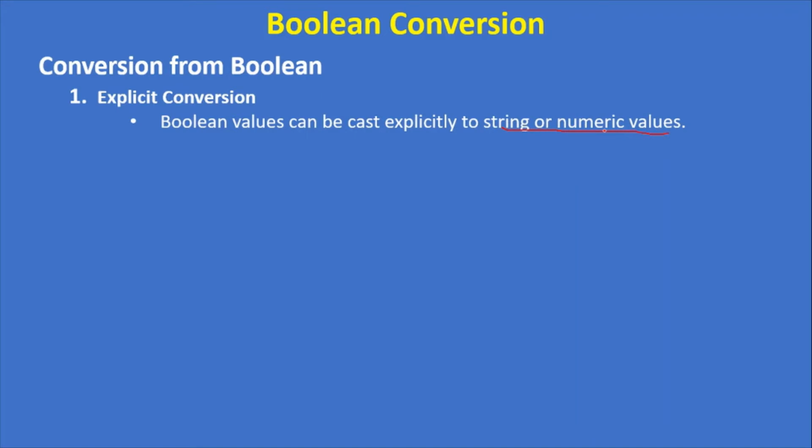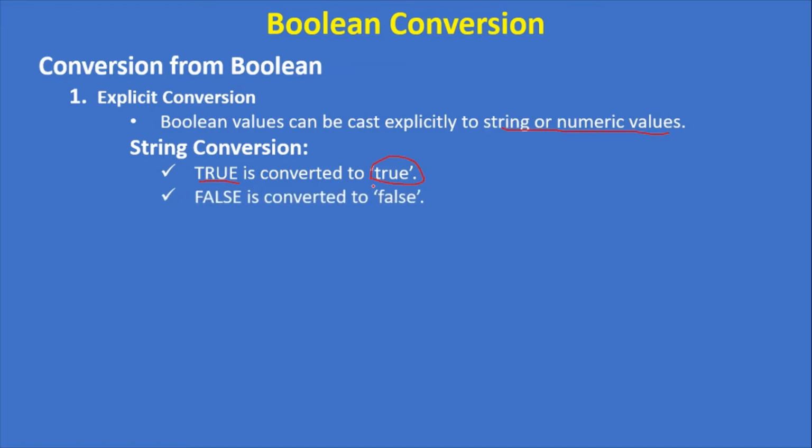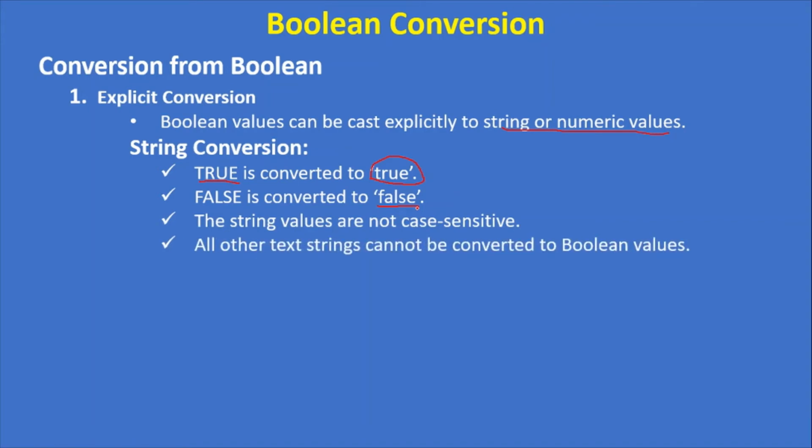That means we can convert a Boolean value into string or numeric values based on the value type. String conversion: if you have a Boolean true, then we can convert it into the string true. False is converted to the string false. Here also the string values are not case sensitive. All other text strings cannot be converted to Boolean values.